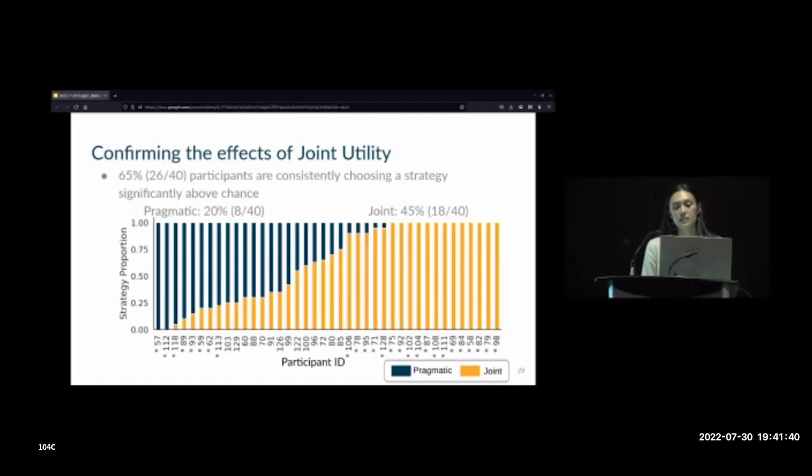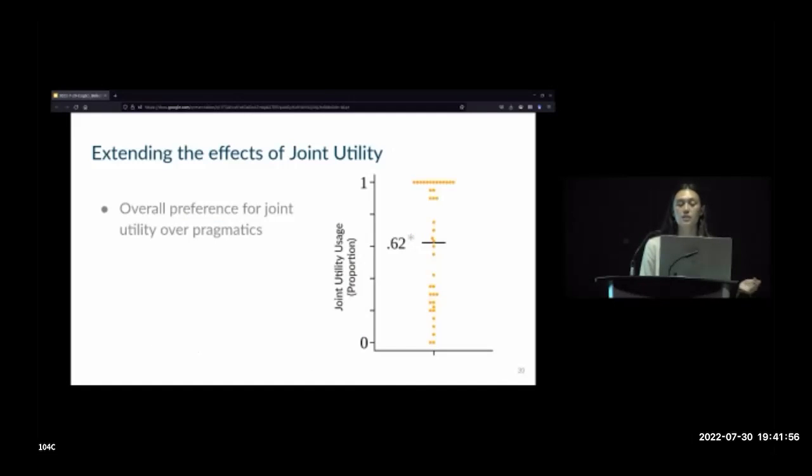And what do we see in this case? Well, as before, people are relatively highly internally consistent about their strategies. And as before, there are more people who prefer joint utility than pragmatic reasoning. However, in this case, this difference is significant across the population. So overall, we can say that there is a preference for joint utility here.